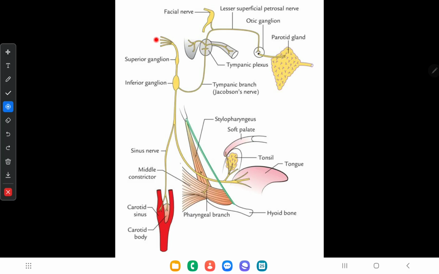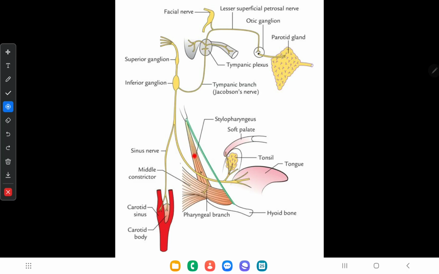Here it exits from this internal jugular foramen. Then below the jugular foramen, the glossopharyngeal nerve courses downwards and forward between internal carotid artery and internal jugular vein. Remember, it courses downward and forward between internal carotid artery and internal jugular vein, and then between external carotid artery and internal carotid artery. Then it turns anteriorly and winds around the lateral aspect of the stylopharyngeus muscle.